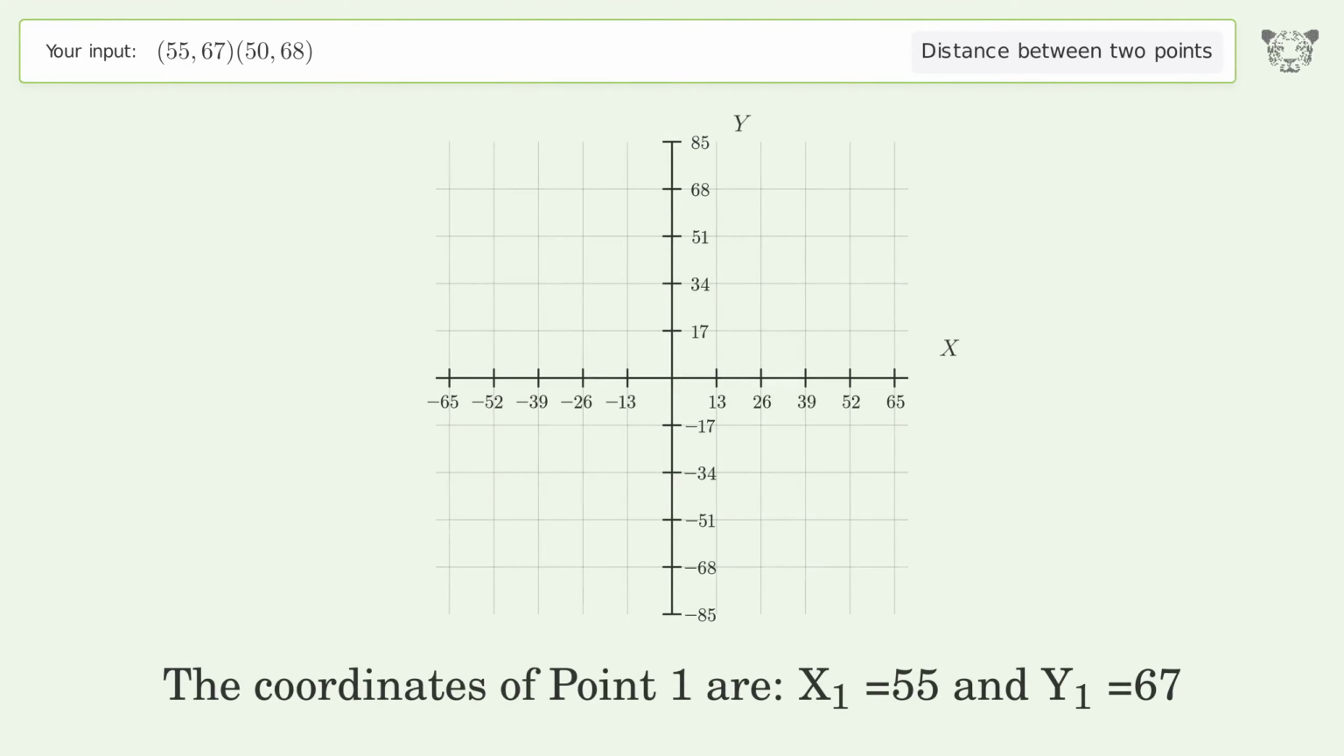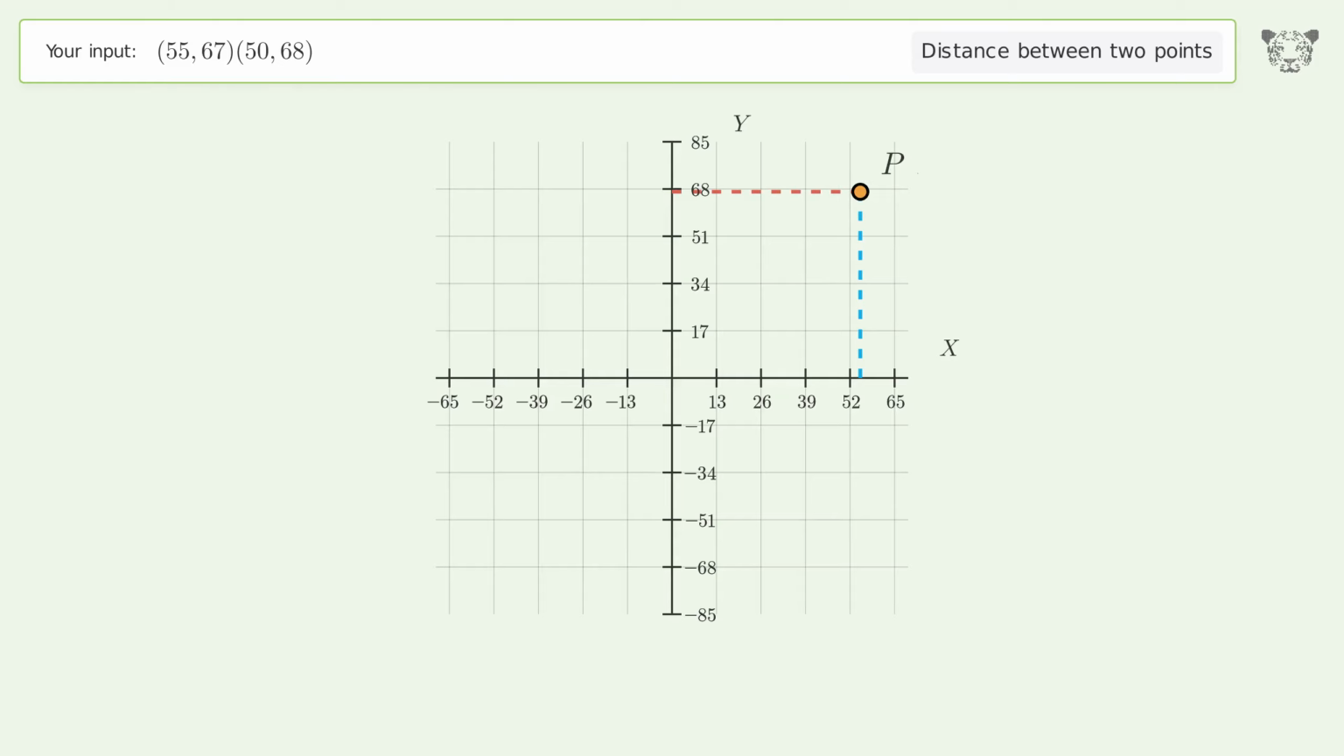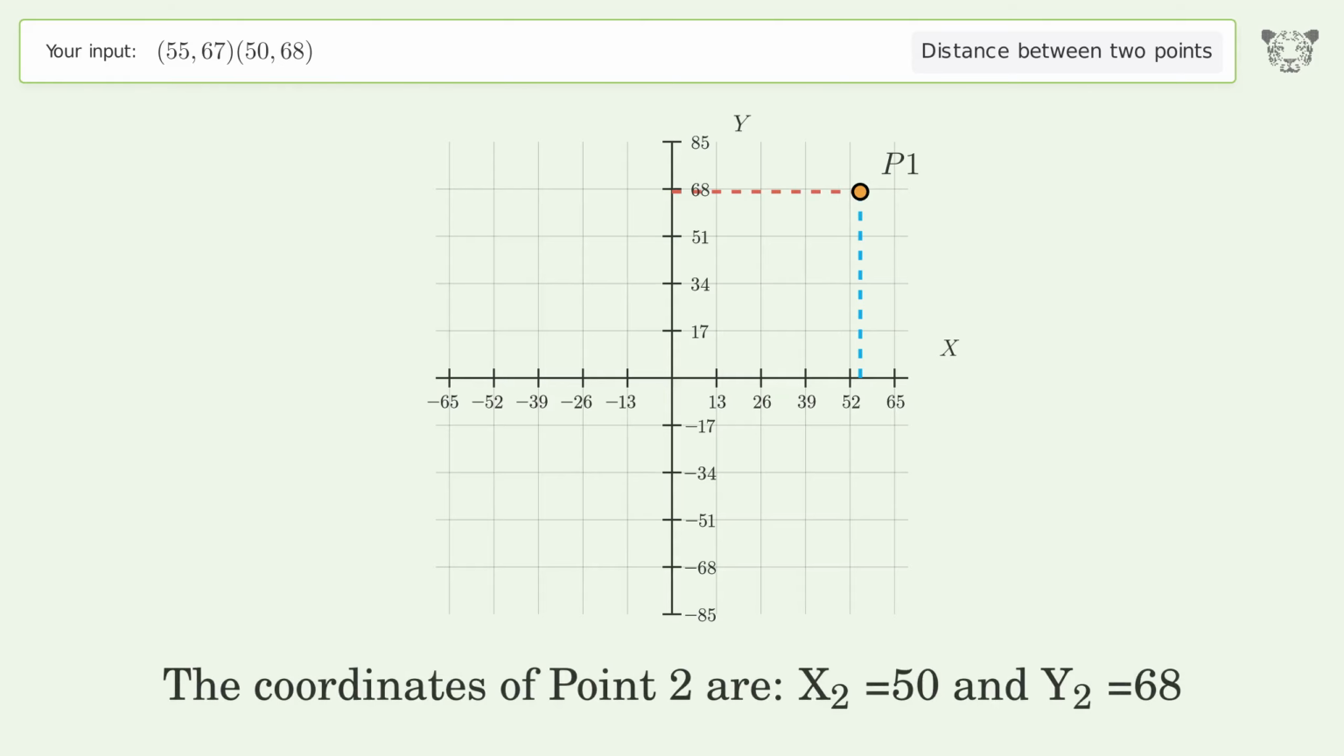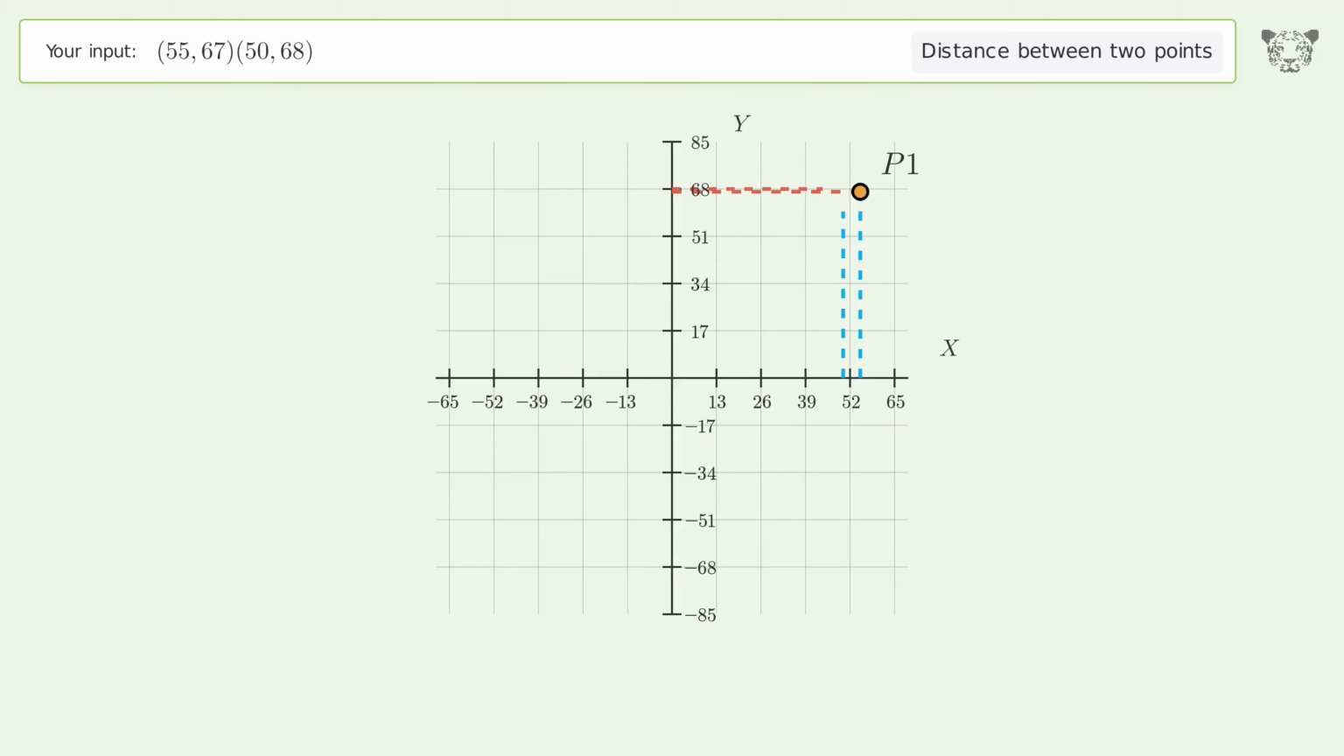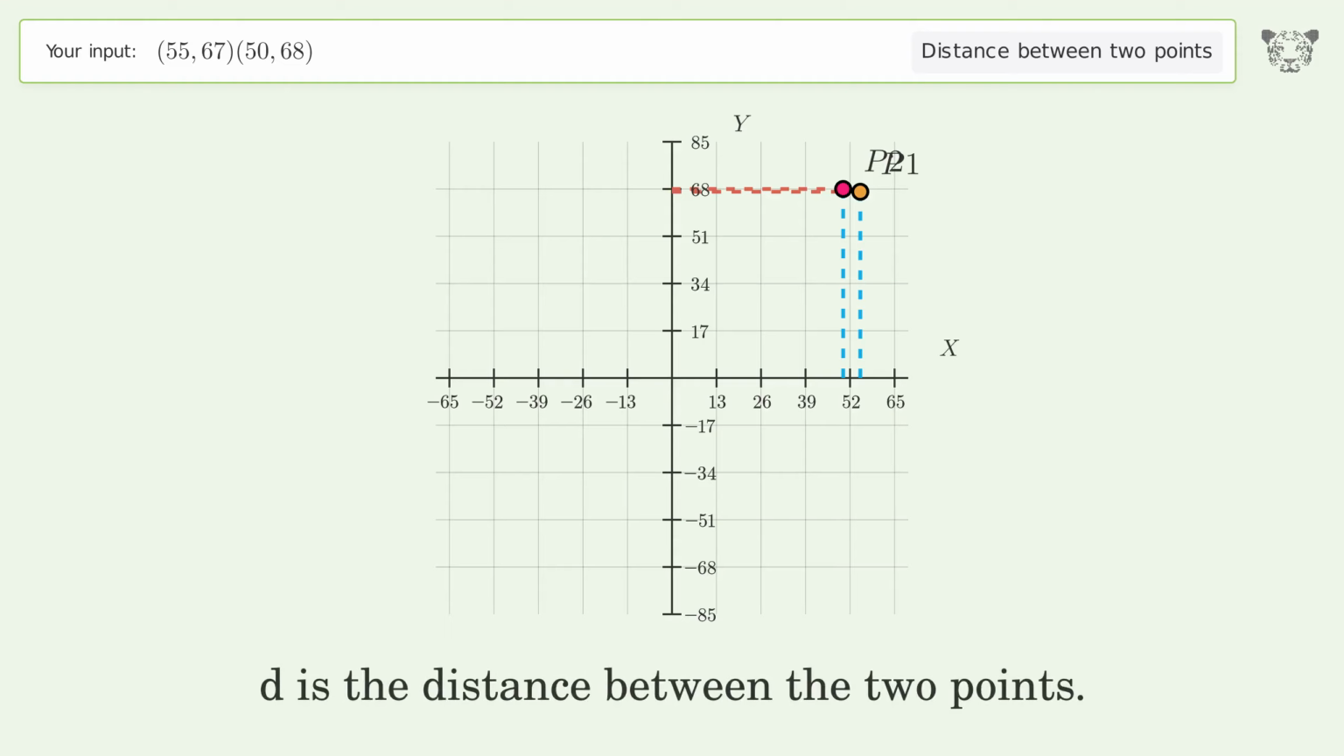The coordinates of point 1 are x1 equals 55 and y1 equals 67. The coordinates of point 2 are x2 equals 50 and y2 equals 68. D is the distance between the 2 points.